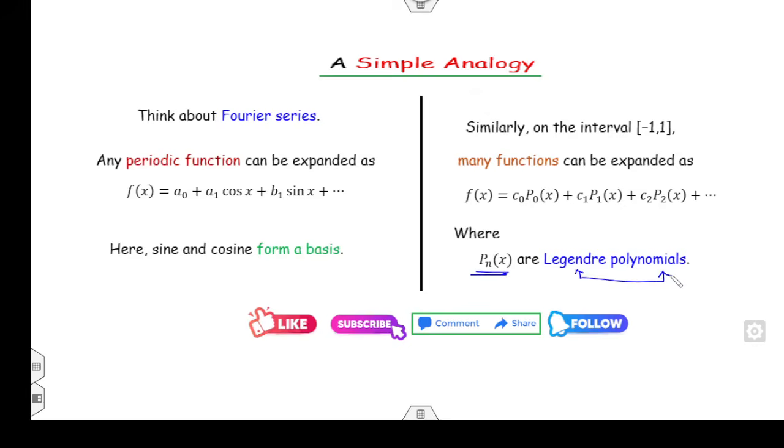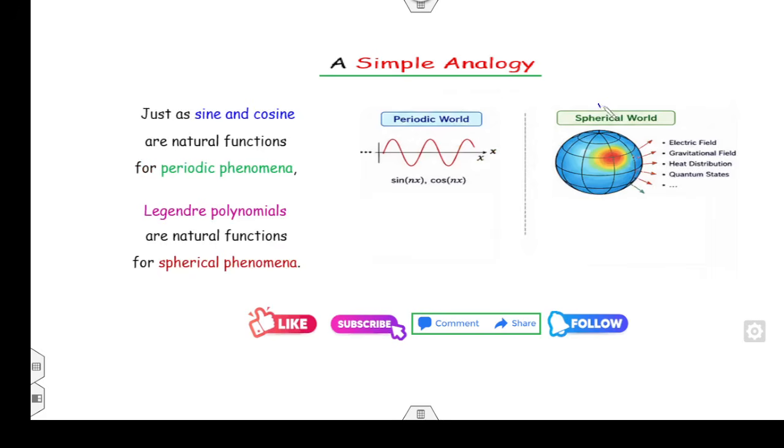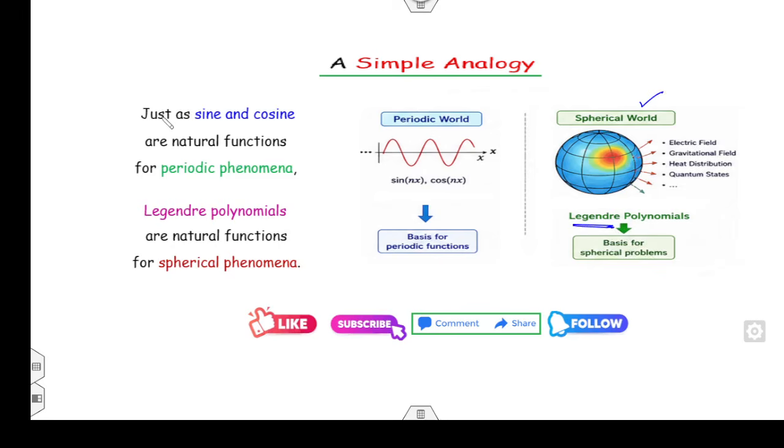So if you compare the spherical world and the periodic world, in the periodic world, what are the bases? Bases are cosine and sine. However, in the spherical world, bases are the Legendre polynomials. So what does it mean? That means whenever you are working on periodic phenomena, sine and cosine are the natural functions. On the other hand, whenever you are looking at spherical phenomena, polynomials, specially called the Legendre polynomials, are the natural functions, and that is the motivation to extend the periodic world to the spherical world.